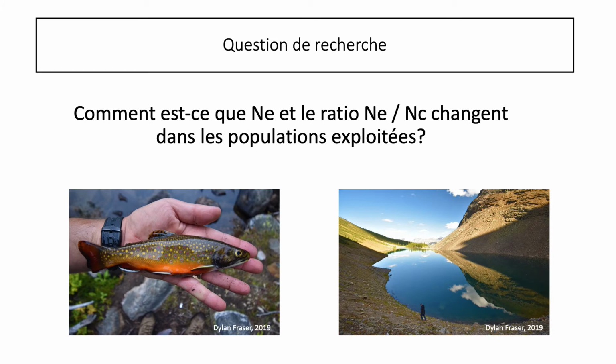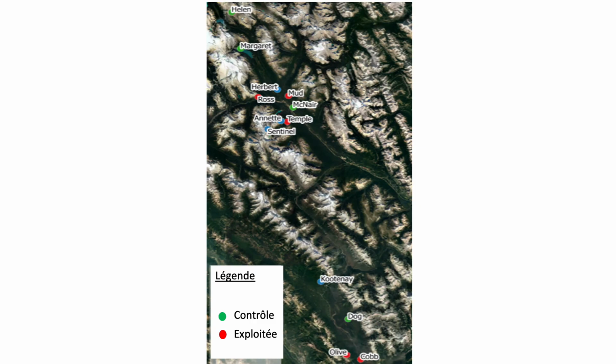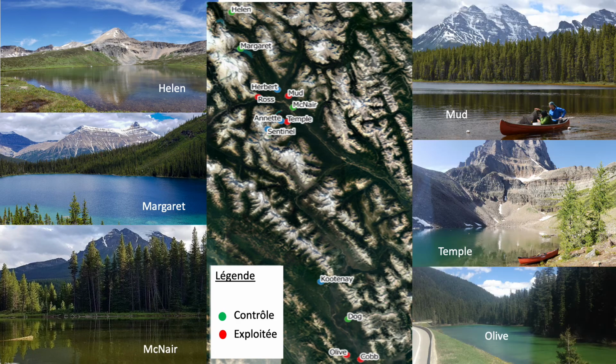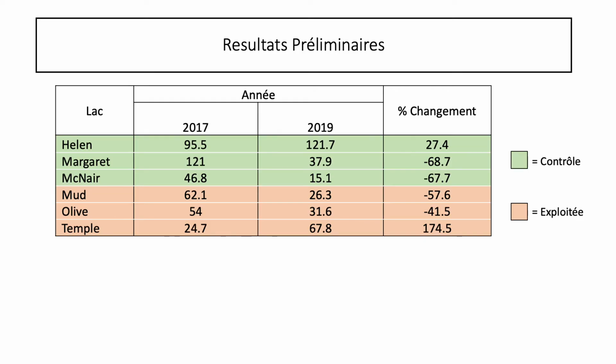My master's project asked the question, how do NE and the ratio between NE and NC change in populations exposed to harvest? To do this, we used populations of brook trout in alpine lakes in the Rocky Mountains of Canada. We had 6 study lakes, 3 control lakes, which were monitored but had no harvest, and 3 treatment lakes that were subject to intense size-selective harvest. In all lakes, we estimated both NE and NC. The project began in 2017 and was sampled each year, with this past summer of 2020 being the last year of sampling. Here are some preliminary results from the first 2 years of the project.